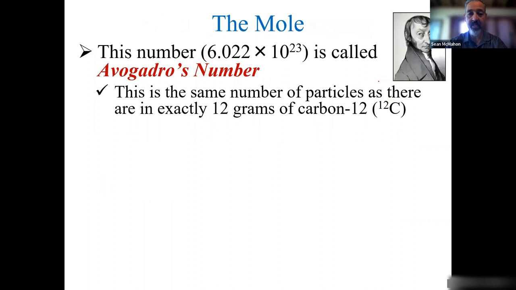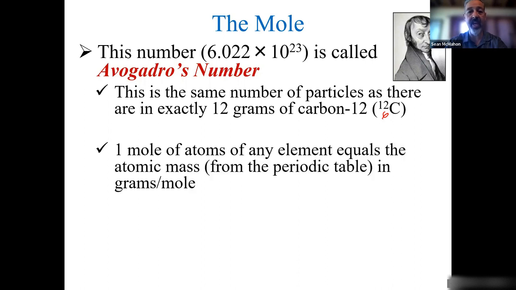Basically, 1 mole is the same number of particles that there are in 12 grams of carbon-12, the isotope carbon-12. If we look at the periodic table, the atomic number for carbon is 6. So it has 6 protons, 6 neutrons, and 12 grams of this isotope is 6.022 times 10 to the 23rd carbon atoms.